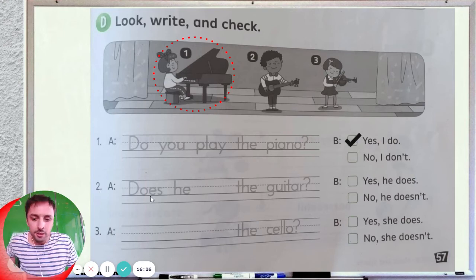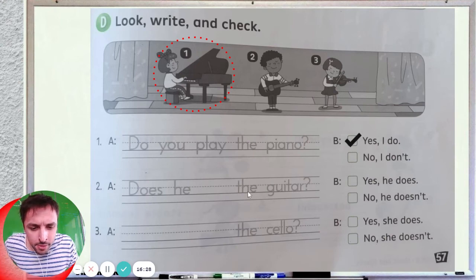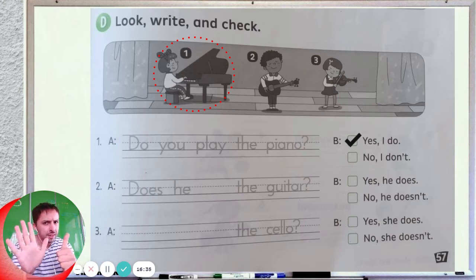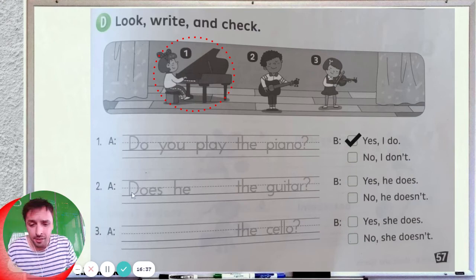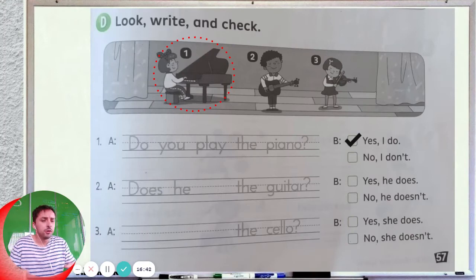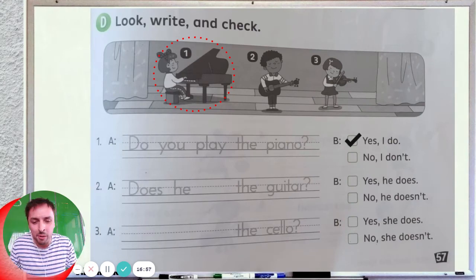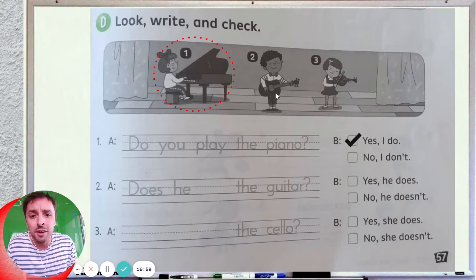Does he the guitar? What's this missing word? What word goes here? It is the verb. What is the verb from Unit 6? Is it does he eat the guitar? Does he drink the guitar? Does he punch the guitar? Does he cut the guitar? Does he throw the guitar? Does he smell the guitar? Does he? What's the verb? What do you do with a guitar?